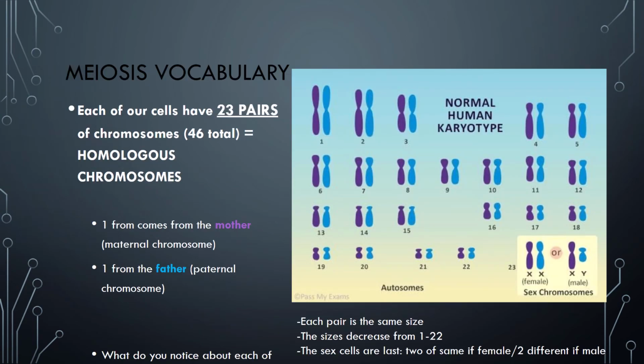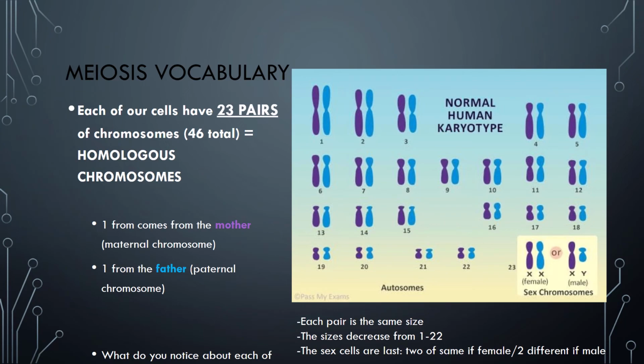Now, each of our cells have 23 pairs of chromosomes. That's 46 total. These are all homologous chromosome pairs. Remember, homologous means same. That's the idea here. So if you look at this diagram, this is the normal human karyotype, the normal human diagram of chromosomes. So you look at it, it is 23 pairs.